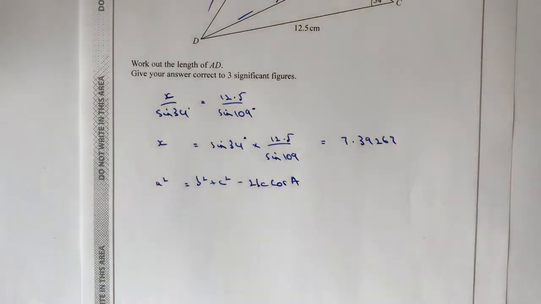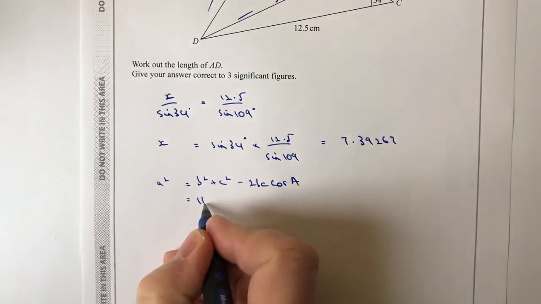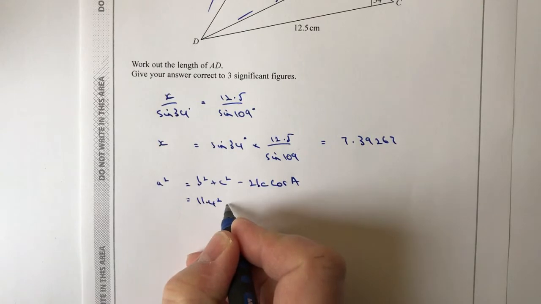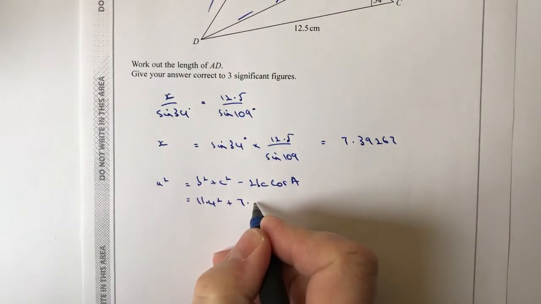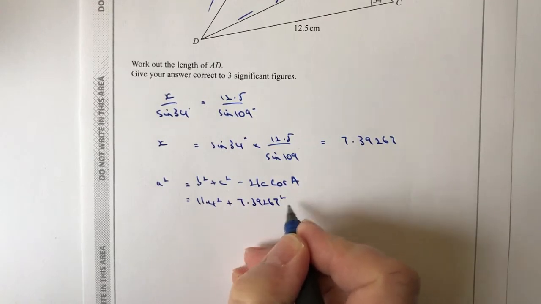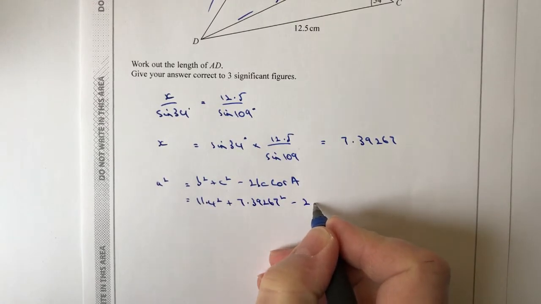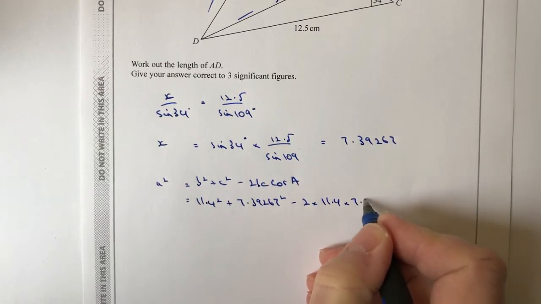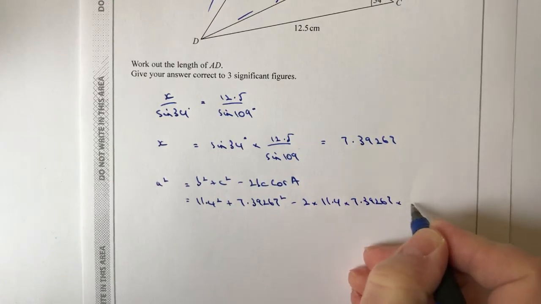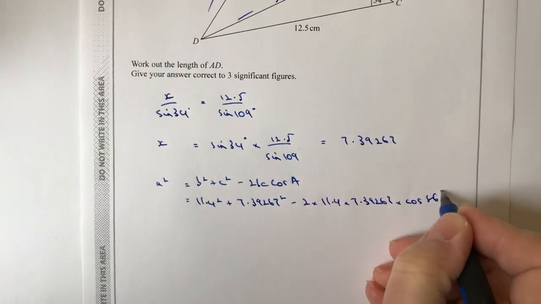Now I always write the full formula out, and it really helps me to remember it. So as part of your study, it's good to always write the formulas. B squared is 11.4 squared. C squared is going to be this value of X that we've just worked out. So I'm going to write it out in full: 7.39267 squared minus 2 times B, which is 11.4, times C, which is 7.39267, times the cosine of 86 degrees.